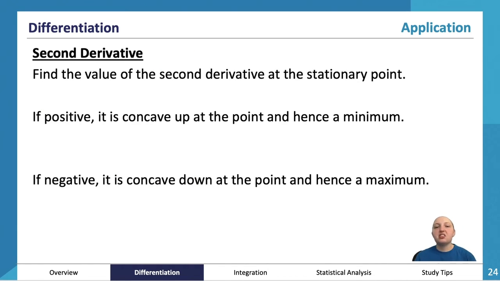And so yeah, this is just another explanation of using the second derivative to find stationary points. Fairly simple. Find the value of your second derivative at the stationary point. If it's positive, you're going to have a concave up, which means it's a minimum. If it's negative, you're going to be concave down, which is going to be a maximum. So yeah, I think using the second derivative is much easier and much quicker if your second derivative is easy to find, of course.